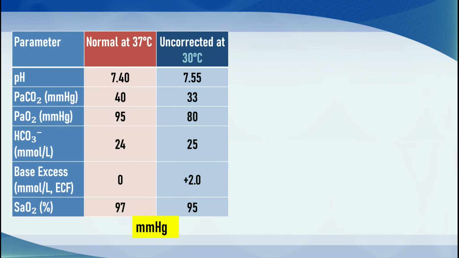This is Nathaniel's blood gas in millimeters of mercury. I'm showing you the normal blood gas at 37 degrees on the left, and on the right, we're showing you the uncorrected blood gas at 30 degrees Celsius. I'm now going to give you the same blood gas in kilopascals, and depending where you are viewing this, you can choose which blood gas to look at.